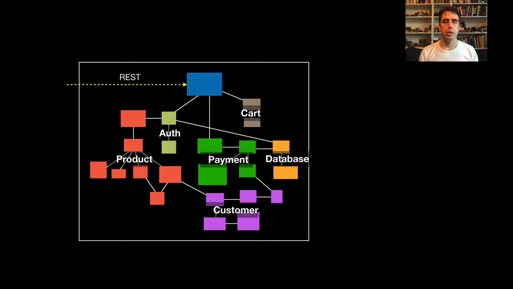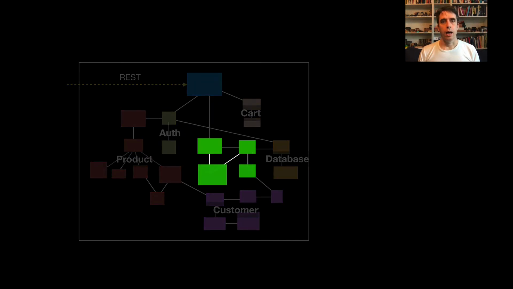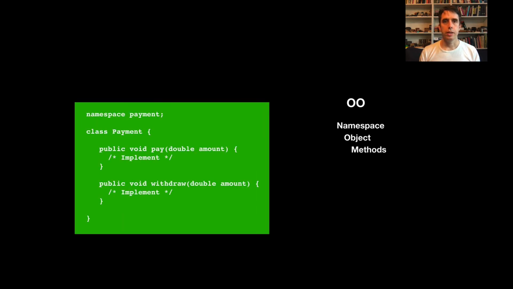But what is a domain? In an object-oriented language, this would live in a namespace, and each box would be an object. And if we zoom in, each object would have a set of methods. And this is a very common way of building software today by using an object-oriented approach.